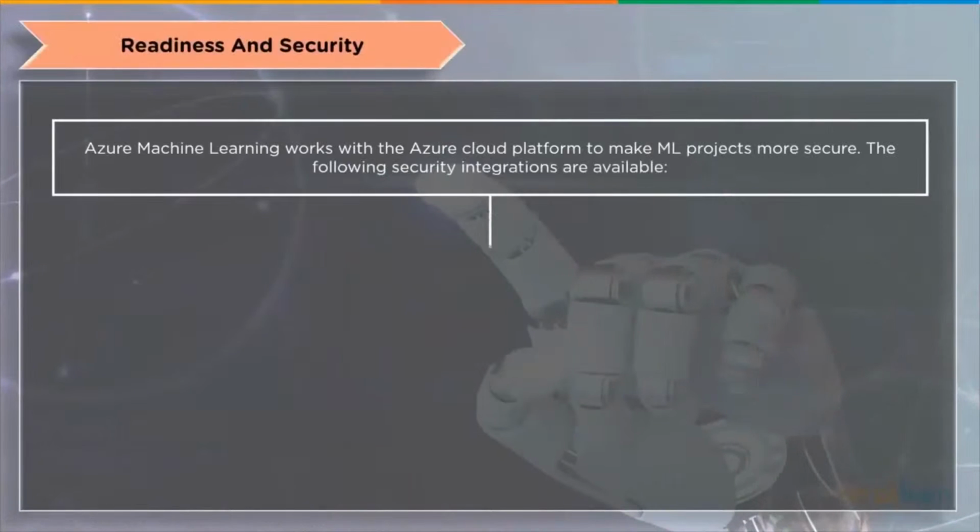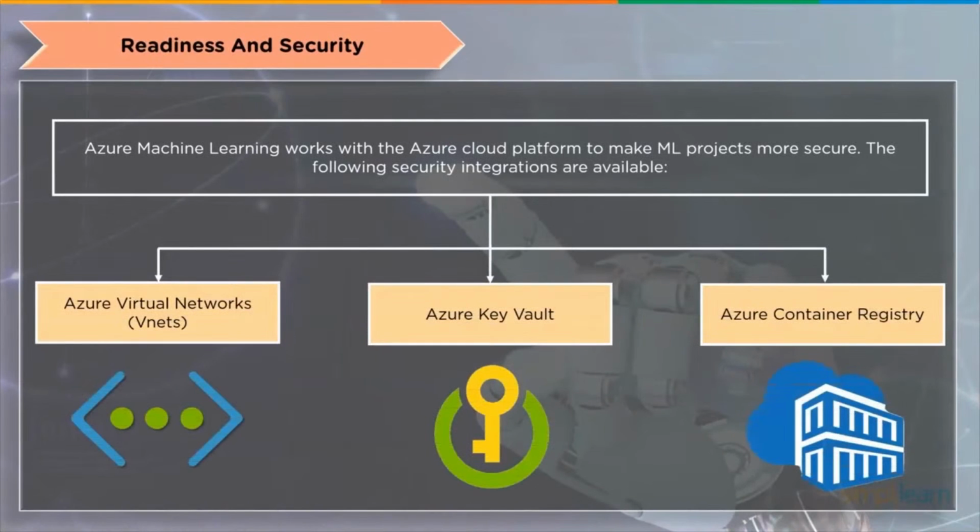So Azure Machine Learning is an Azure cloud platform that adds security to machine learning projects. Integrations for security include the following: network security groups in Azure Virtual Networks; Azure Key Vault, a vault where you may store security secrets like storage account access details; and setting up an Azure Container Registry behind a VNet. So now let's dive deep and explore its project workflow.